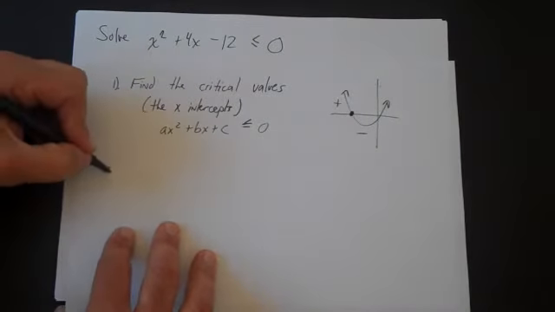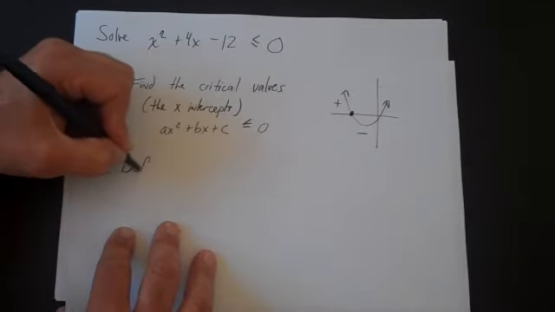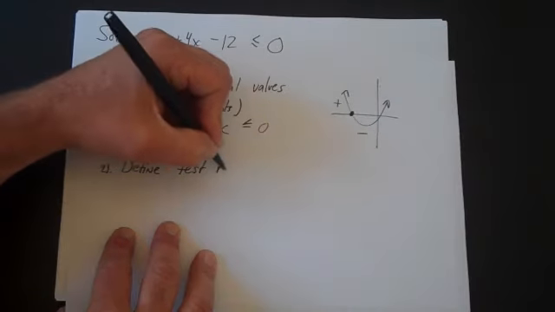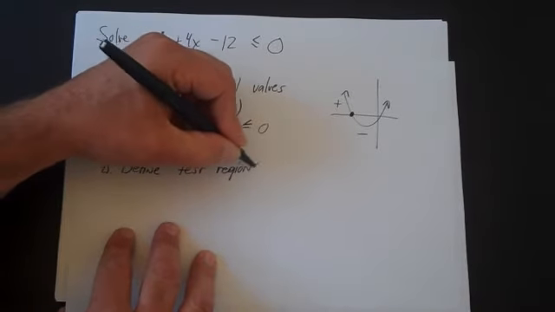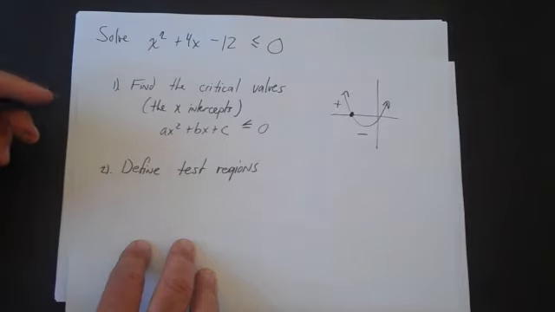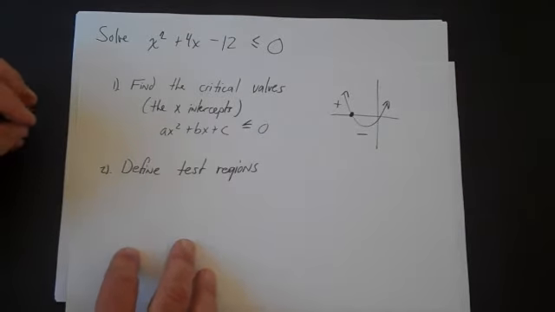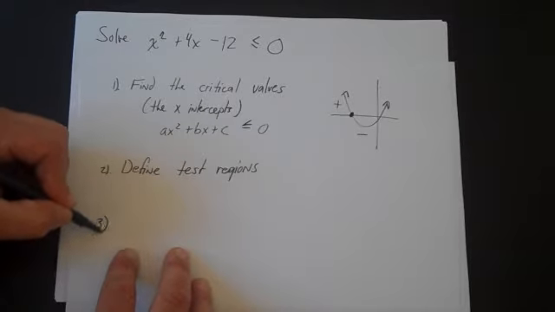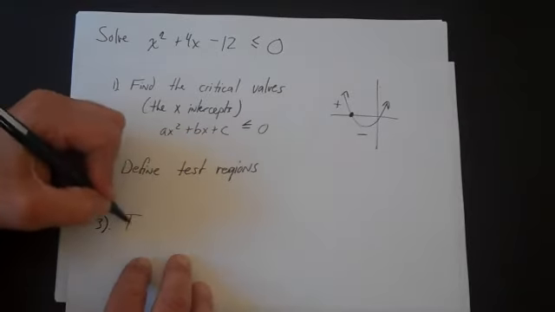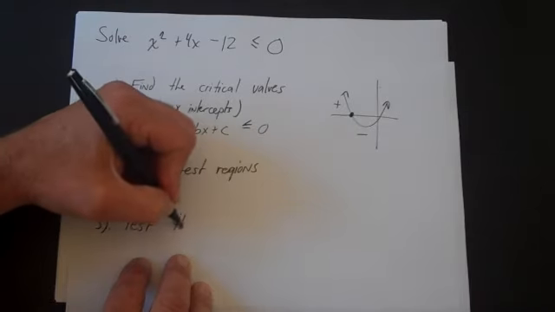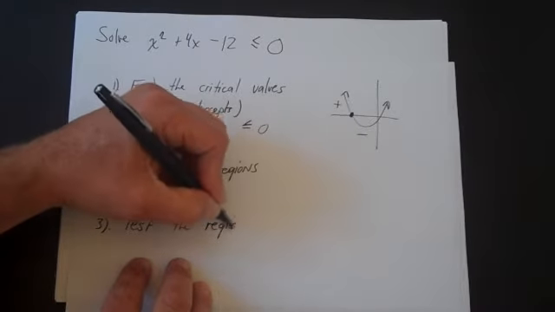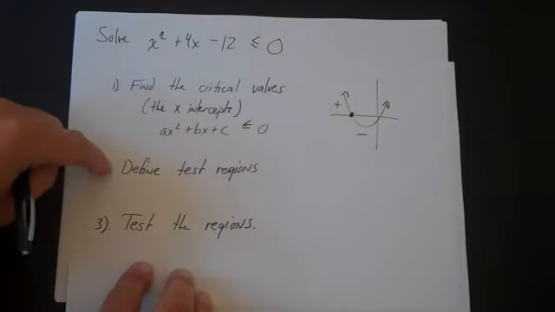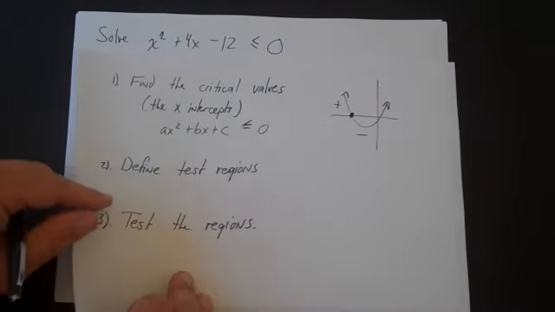The second step is we're going to define test regions. And in general, with a quadratic, we'll have 3. There are some exceptions, but in general we'll have 3. And then the third step is we're going to test the regions. And that hopefully will be very clear in just a second. So find the critical values, define the test regions, and then test those regions.